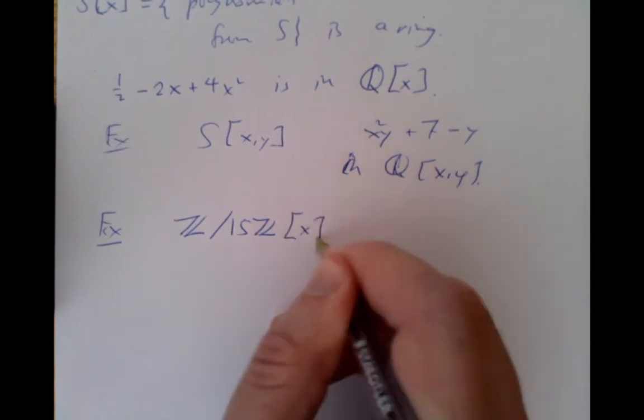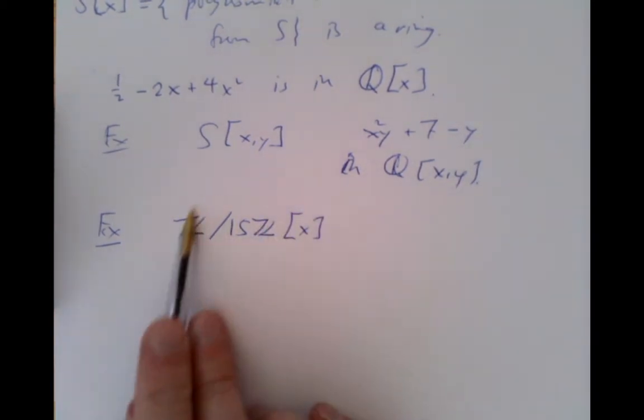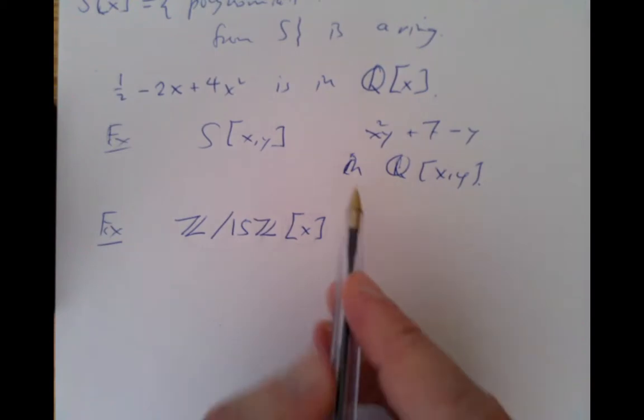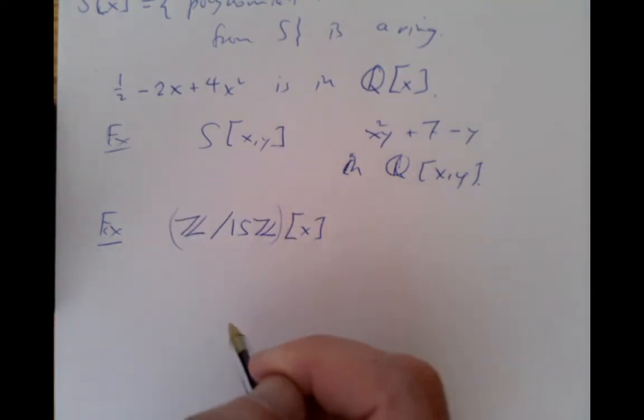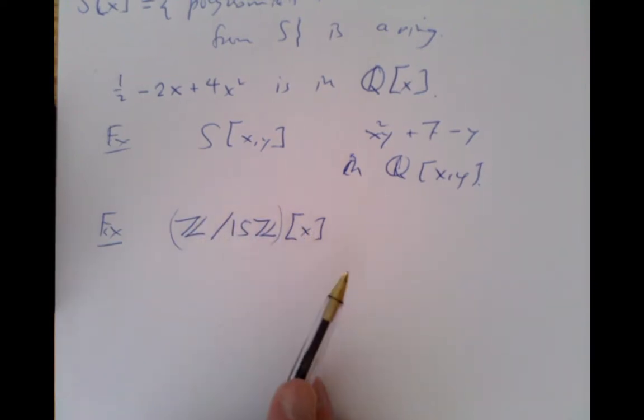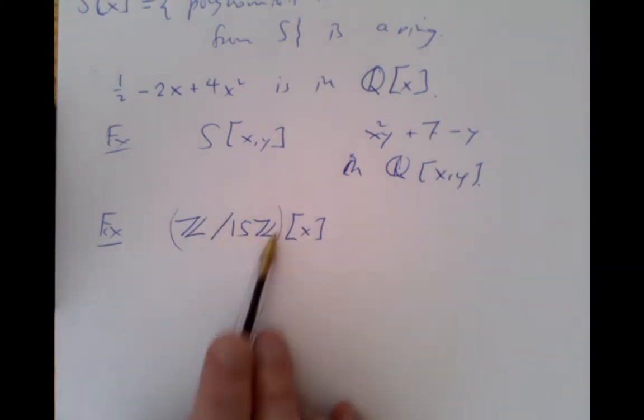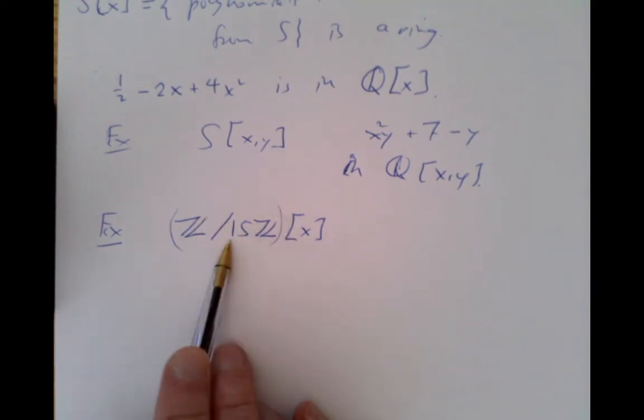We can then put in an x, and it's understood that that is supposed to be this whole ring, and then with the x put on the end, we could put parentheses if we really wanted to make sure that that's the ring and that the x is added to that. That's polynomials with coefficients from remainders mod 15.